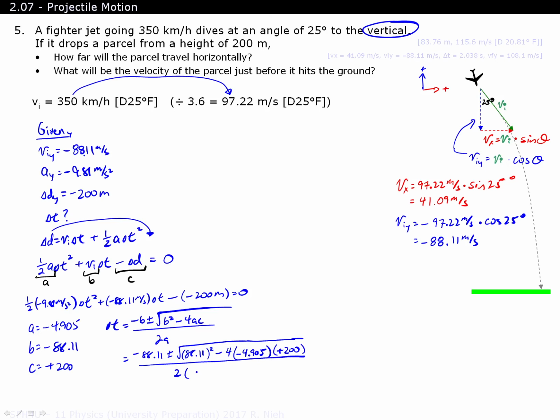So 2 times a, which is negative 4.905. And you'll find out that there are two roots in this problem. There's a negative root, which doesn't make any sense, and then there's a positive root of 2.038 seconds. And since time can only be positive, this is the only logical correct answer.